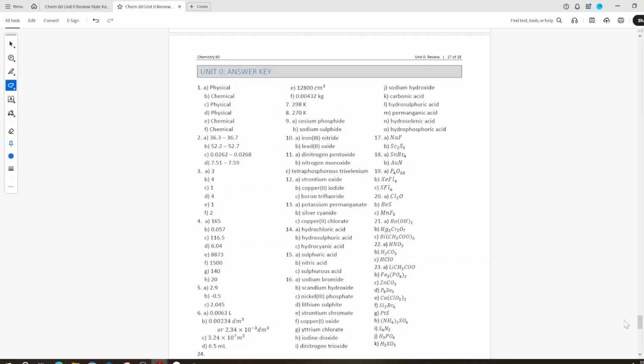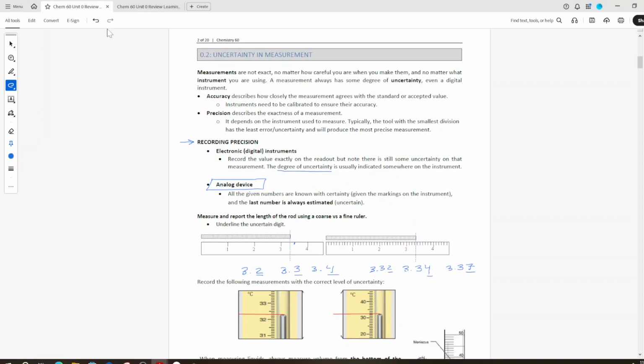But what I'm really looking for is the fact that you know how many decimal places to record your measurement to. So as long as you're to 1 decimal place for the first ruler, you're fine. As long as you're to 2 decimal places for the second ruler, you're doing great. Let's do a little bit more practice.